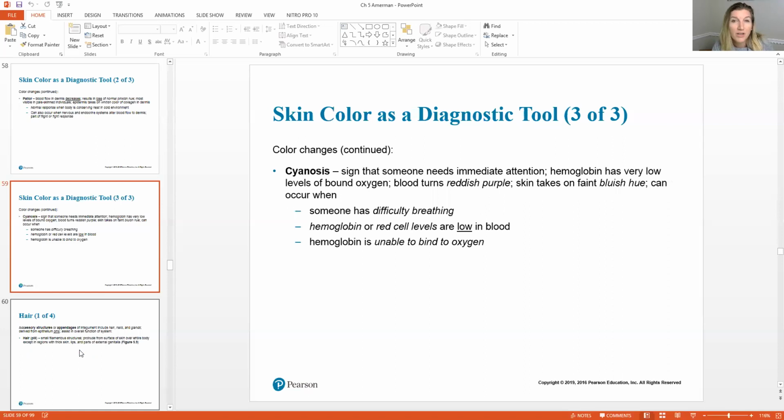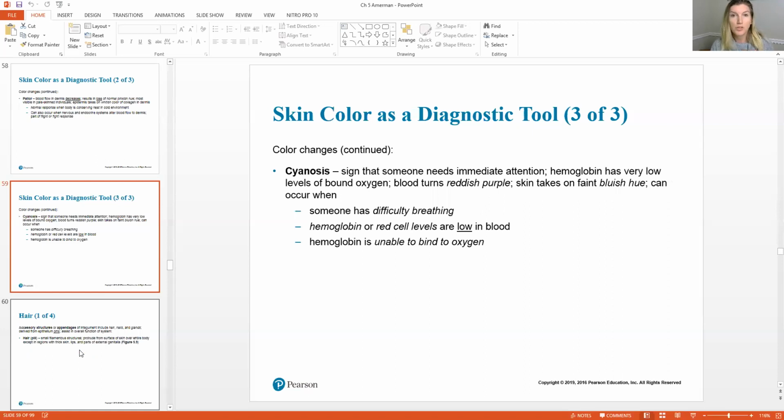That's as opposed to cyanosis, which is that bluish, grayish color, which occurs usually when blood flow is restricted to an area because of cold, or sometimes it'll be because of a cardiac defect. It's a sign of a congenital heart problem.